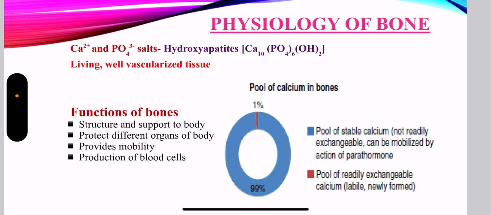Okay. Next, see this figure in which there is a pool of calcium in the blood, in the bones. So you can see two colors here. 1% is the reddish color and the rest of the 99% is the bluish colored part. So what does it represent? 1% is the pool of readily exchangeable form of calcium. That is, it is labile and it is the newly formed type of calcium. Okay, it is the readily exchangeable part. The rest of the 99% is the pool of stable calcium. It is not easily exchangeable, but can be mobilized by the action of parathormone that is secreted from the parathyroid gland.